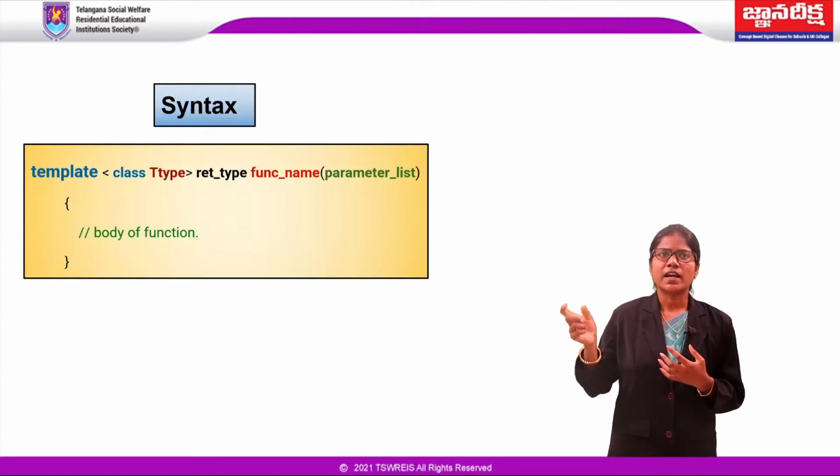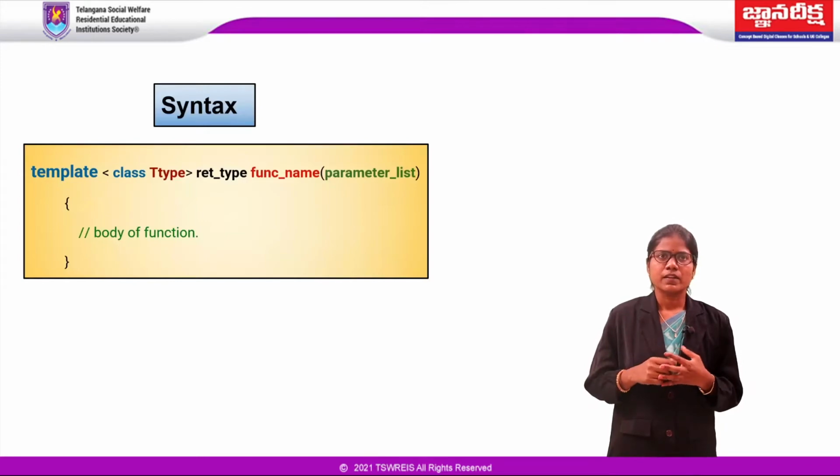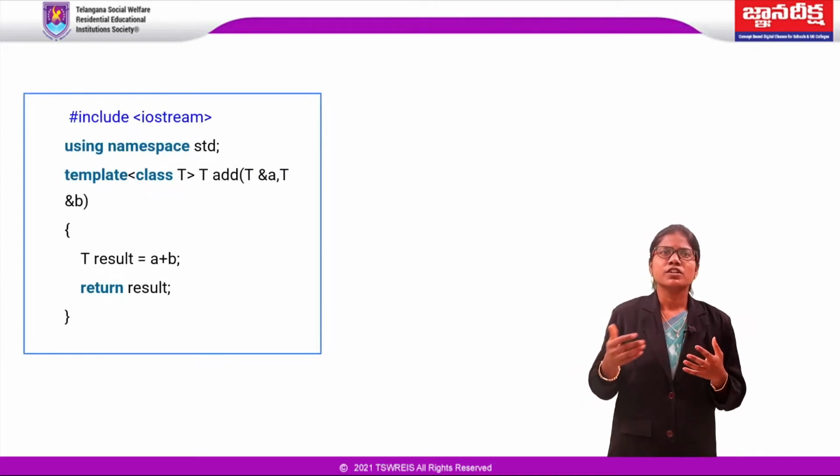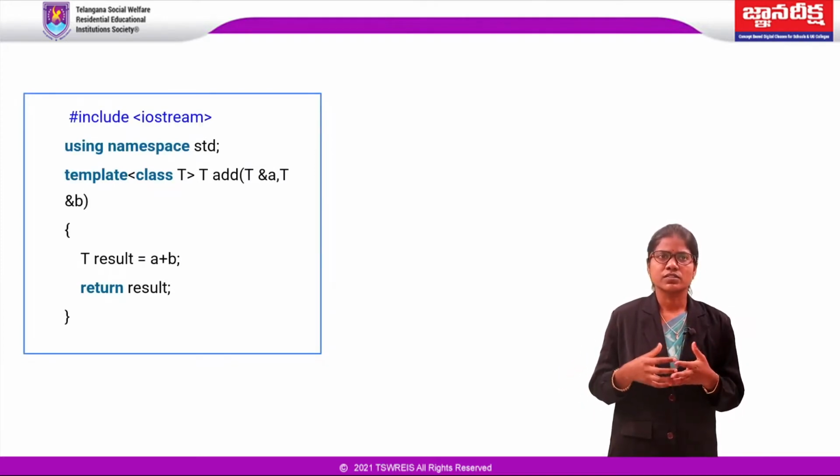Template is a keyword, and then class, a T type, and then the return type, function name, and parameter list. Here, except for template and class T type, the syntax of a function template is similar to a normal function. Here, template is a keyword which is used to represent templates. T type is a placeholder name for a data type used by the function. It is used within the function definition. It's only a placeholder that the compiler will automatically replace with the actual data type.